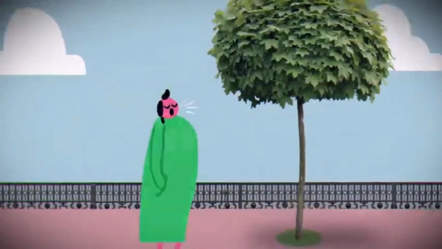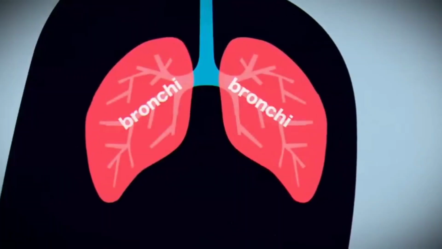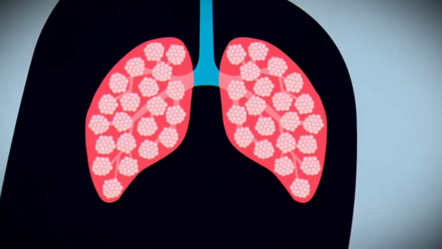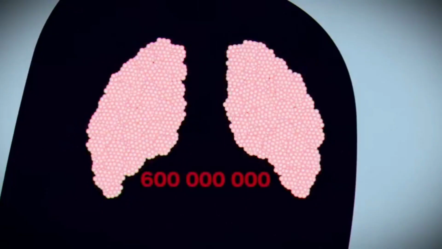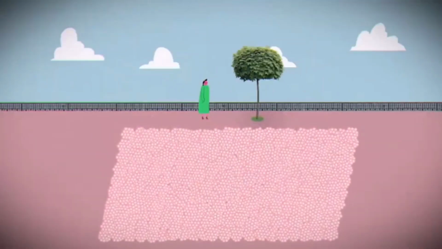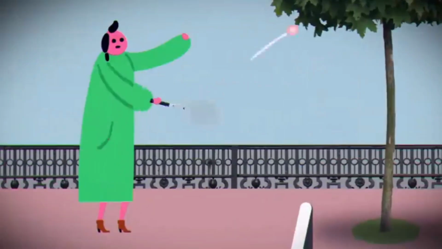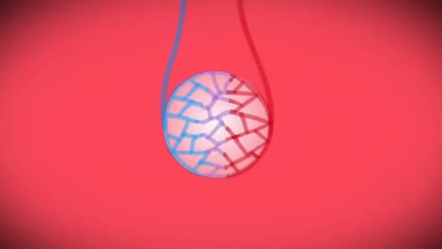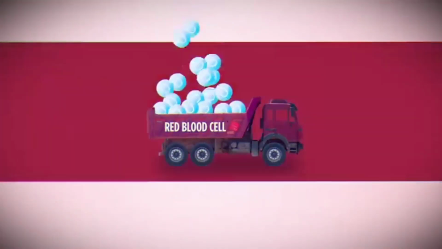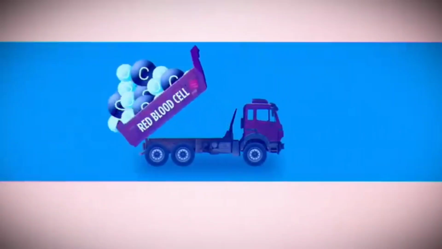Every time you breathe in, air travels down the trachea through a series of channels called bronchi and finally reaches little clusters of air sacs called alveoli. There are some 600 million alveoli in the lungs, adding up to a surface area of roughly 75 square meters, the size of a tennis court. These tiny sacs, only 1 cell thick, facilitate a crucial exchange, allowing oxygen from the air we breathe into the bloodstream and clearing out carbon dioxide.